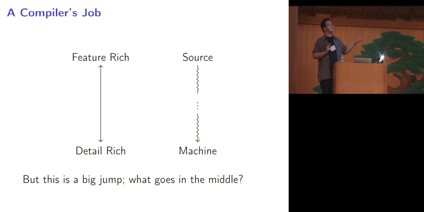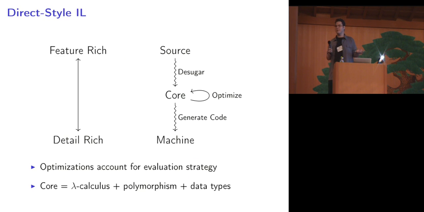The compiler's job is to take the program we write in the source, bring it to the machine, but we don't just want any machine code. We want something that's reasonably performant, right? We don't want to wait forever. And to go from such a feature-rich to a detail-rich setting is a bit of a long jump to just do all at once. So we want to put something in the middle that we can use as an intermediate on the way through. And so that's where an intermediate language comes in.